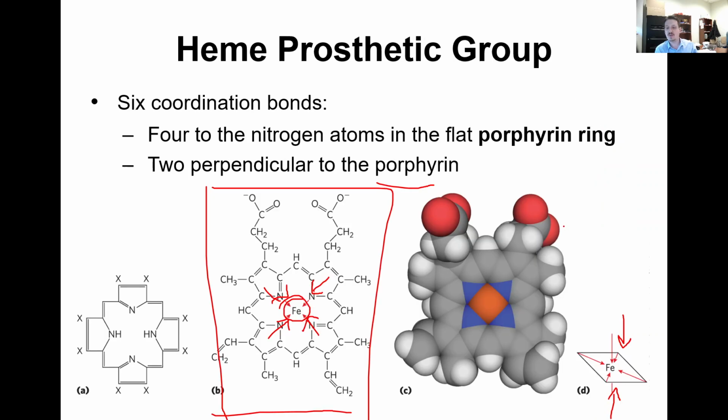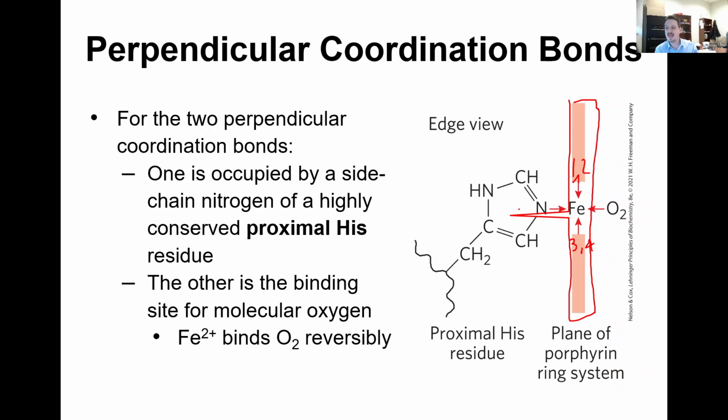Instead of face on, side on, and then from the top and bottom, or front and back, whichever way you want to look at it, there's this proximal histidine residue that refers to a histidine amino acid of the globin protein.